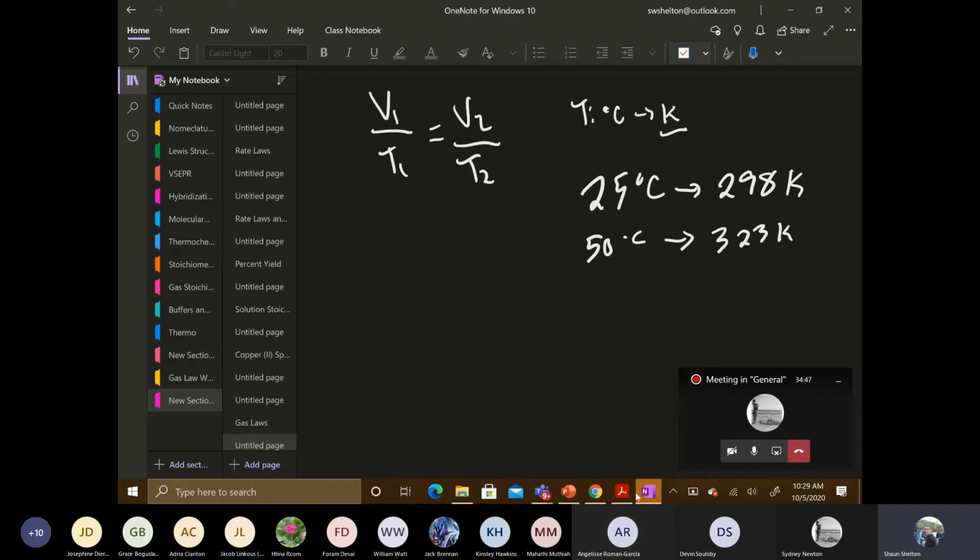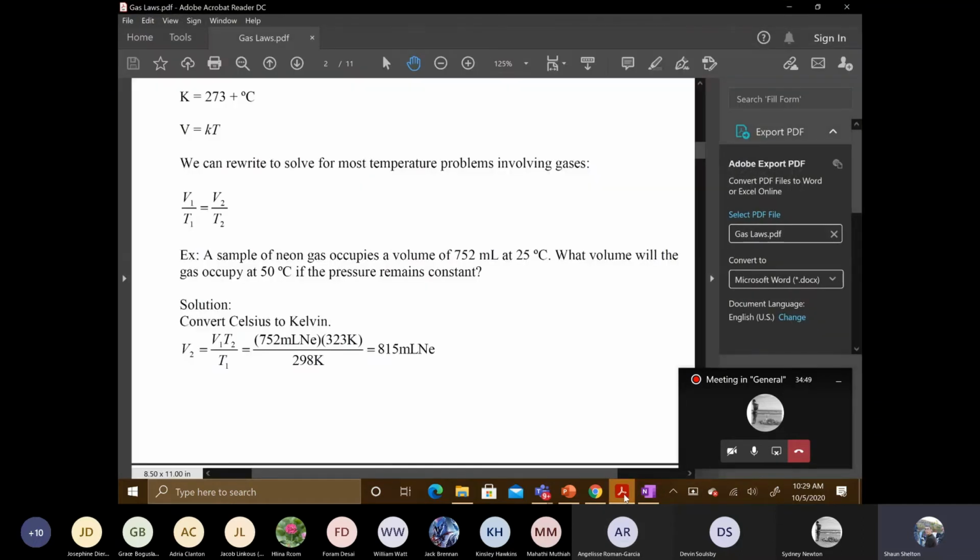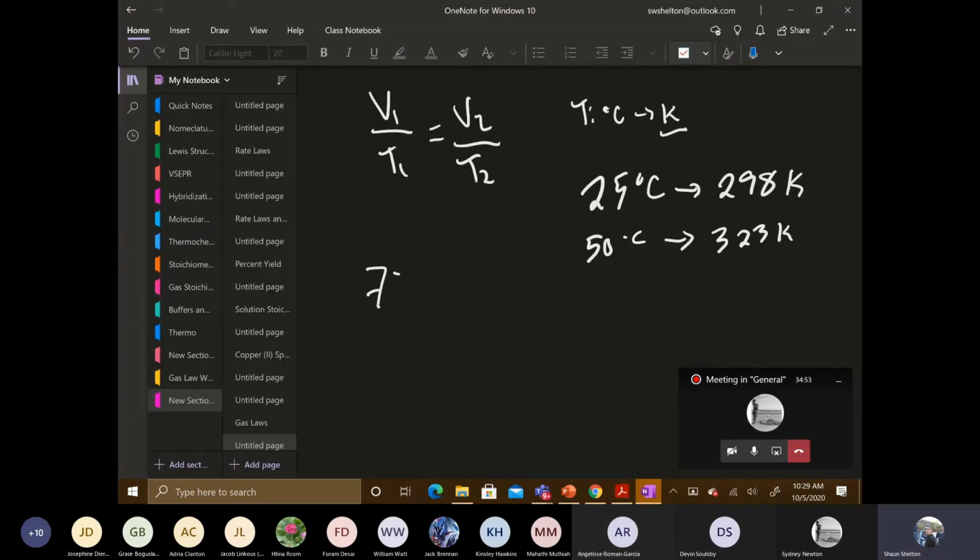So the volume is 752 to begin with. We have 752 milliliters V1 divided by 298 Kelvin, which is equal to, we don't know what V2 is, divided by 323 Kelvin.